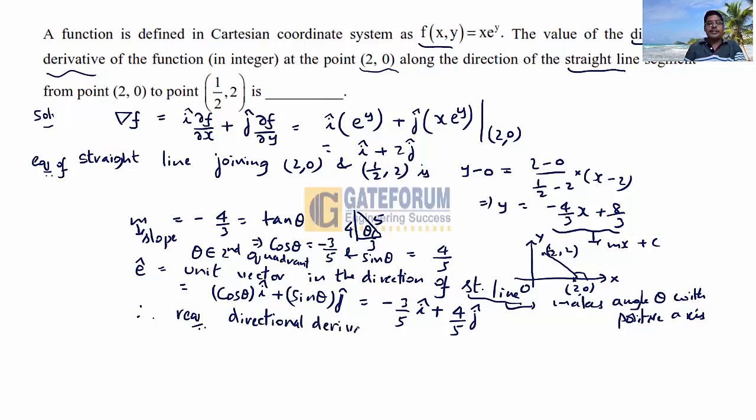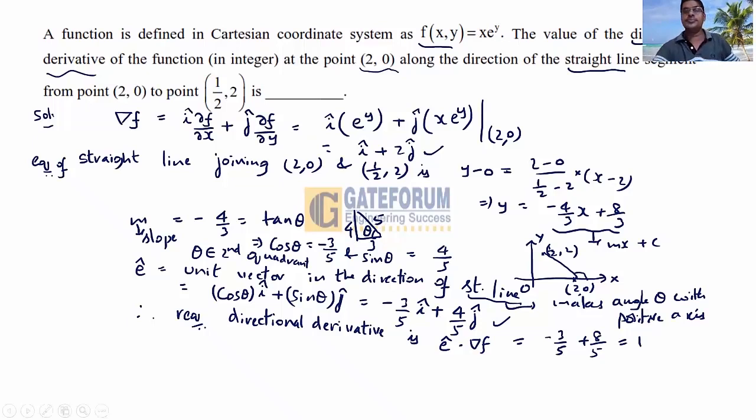Required directional derivative is E cap dot del F. So this is equal to E cap and this is your del F. Dot product: sum of the products of the corresponding elements. So 1 into minus 3 by 5 is minus 3 by 5, plus 2 into 4 by 5 is 8 by 5. So this simplifies to 1. So the answer is 1. This is the end of the question.